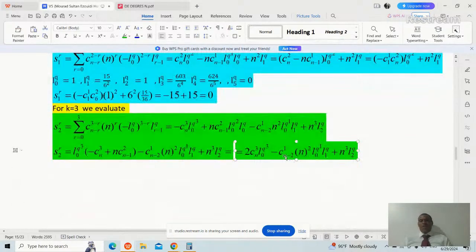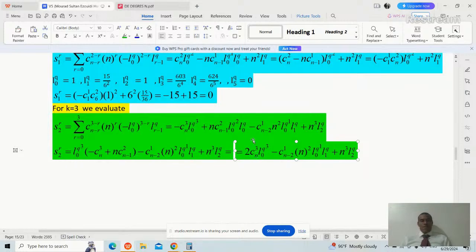Now it comes here, learners. We told S2 is equal to the sum from 0 to 3, combination n minus r, choose 3 minus r, n raised to the power r, between parentheses, negative L0 for the Q raised to the power 3 minus r, L r minus 1 for the Q, equal minus combination n choose 3, L0 for the Q cubed, plus n combination n minus 1 choose 2, L0 for the Q squared times L0 for the Q. This one is a common factor. I put it here. It will be 2 times combination n choose 3, because this one can be simplified as 2 times combination n choose 3.